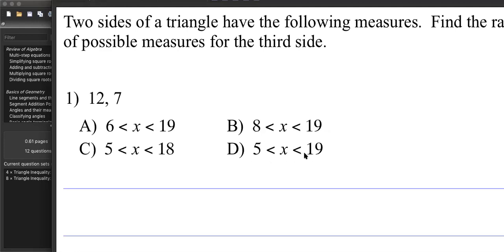I need a number that's greater than 5 and less than 19 at the same time. So for example, 10 would work, 11 would work, 6 would work. Would 5 work? No, because 5 is not greater than 5. It has to be in between this range, 5 to 19. All right, so that's the first style question.